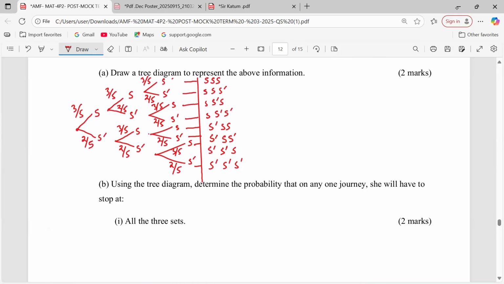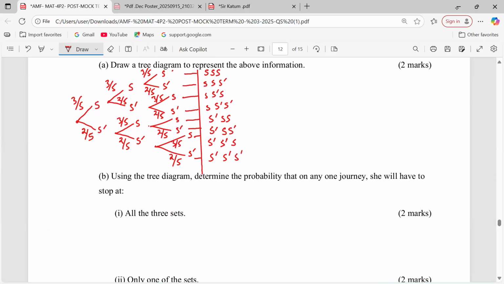Remember, this is just extra work for your own benefit. If you're working out such a question, it's good to outline all the outcomes at the end of it, so that when you respond to the questions thereafter, you don't struggle in anything. Everything is just smooth.